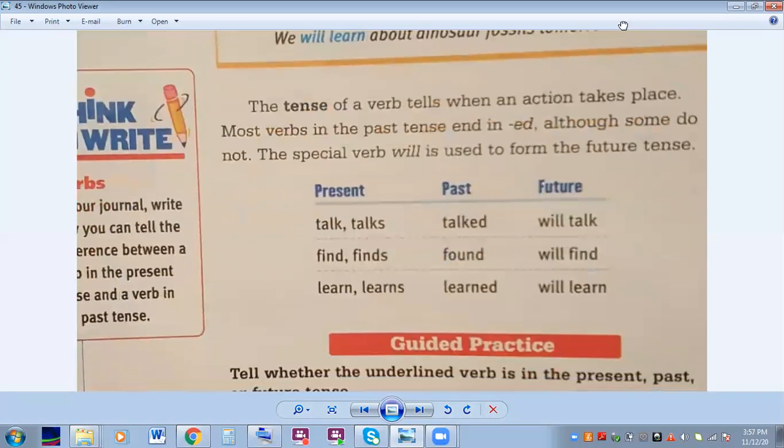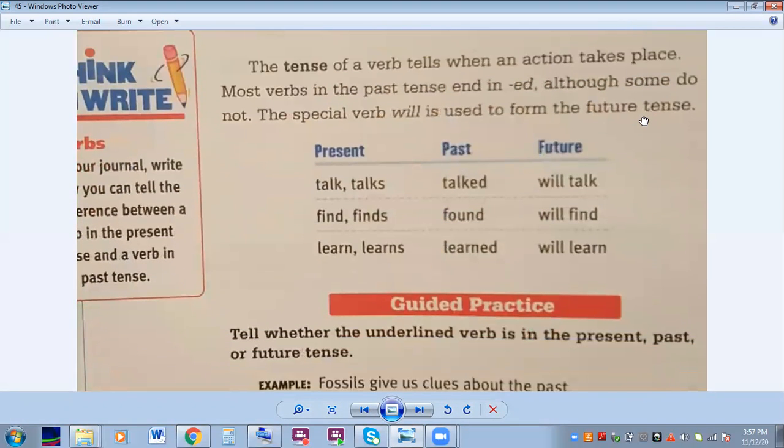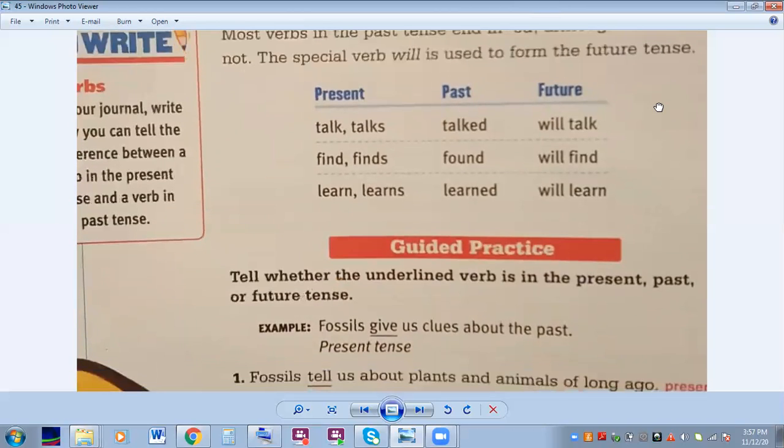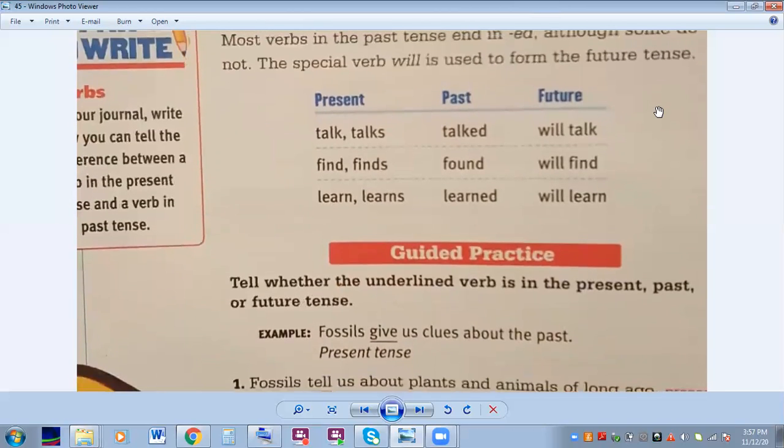All right, so we know that the tense now tells us when the action takes place. Most verbs in the past add ed to show that they are in the past. And the special verb will is used to form the future tense.